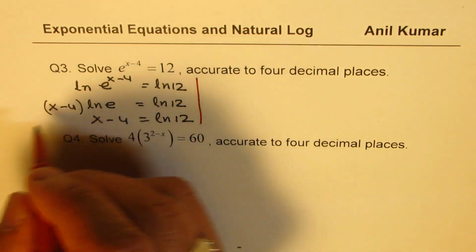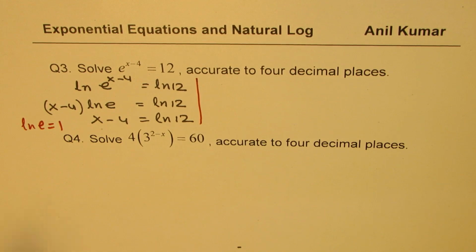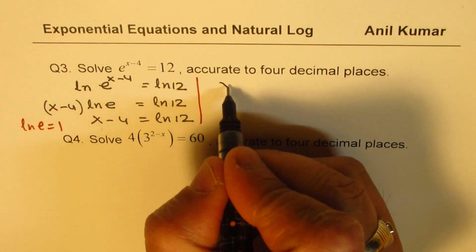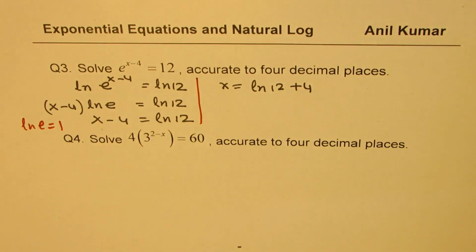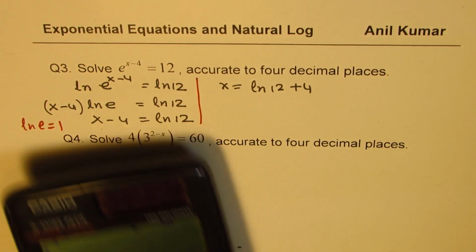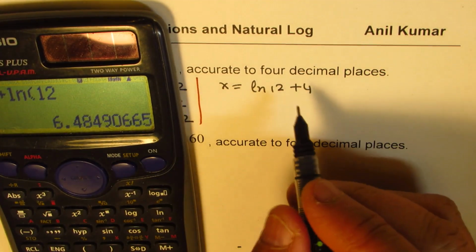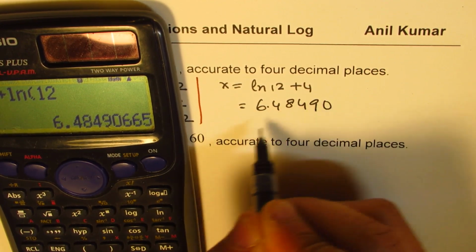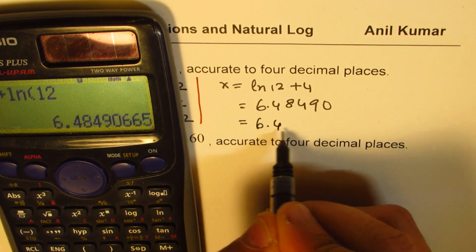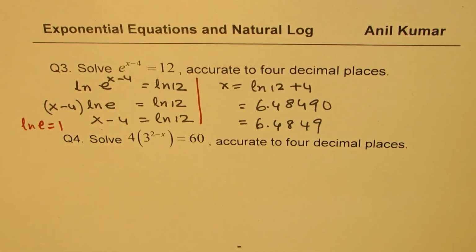Since we know that ln e equals to 1, correct? Now let's solve for x. So x is equal to ln 12 plus 4. Use calculator to find the answer. So we'll write 4 plus ln 12, which is equal to 6.48490. To 4 decimal places, 6.4849, correct? So that is how we are going to solve it.